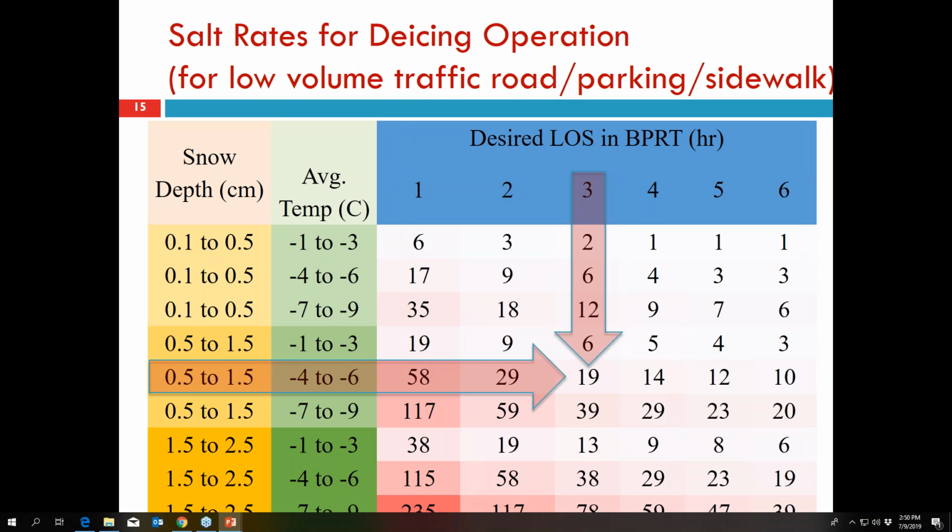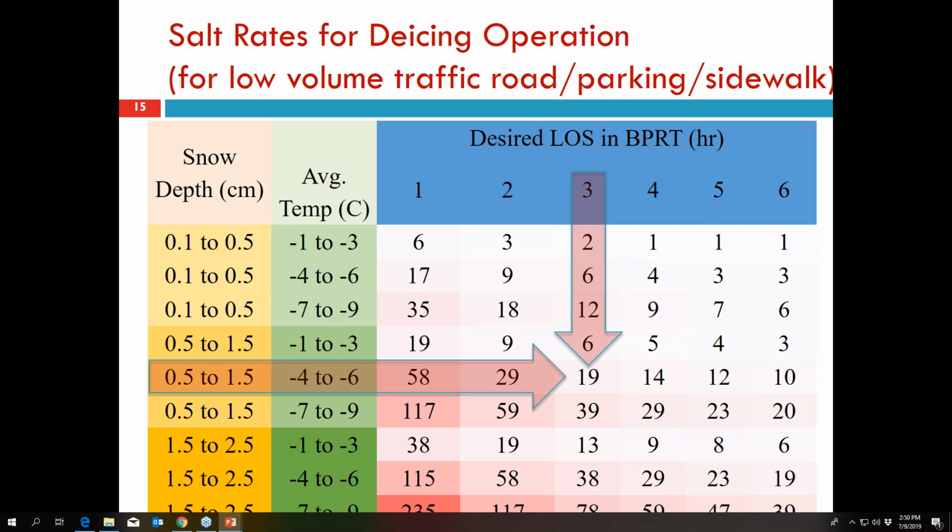Now, a simple chart for low volume traffic roads or parking lots or sidewalks where you have less traffic. You can use this chart to determine the application rate. Just one thing, as we use here in Canada, a mixed kind of unit, metric and imperial. So you'll see a combination of those units in this chart, but you can always convert, or I can help to convert this if you need.